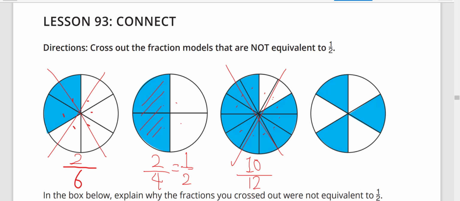The last one is divided into 6 equal parts, 1, 2, 3, 4, 5, 6, and 3 equal parts from 6 are shaded. So this fraction is 3/6. It is equal to half.